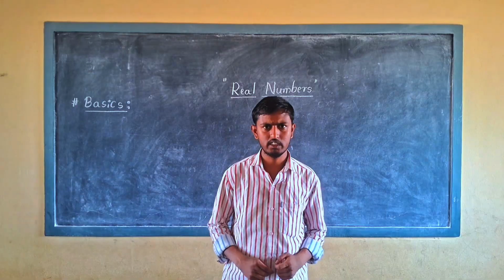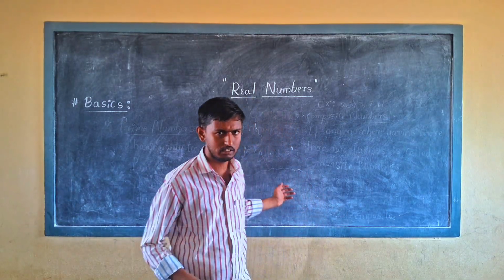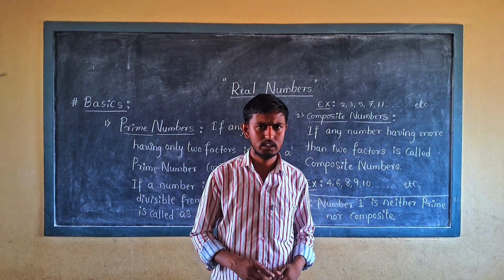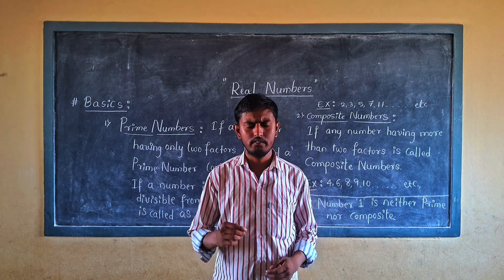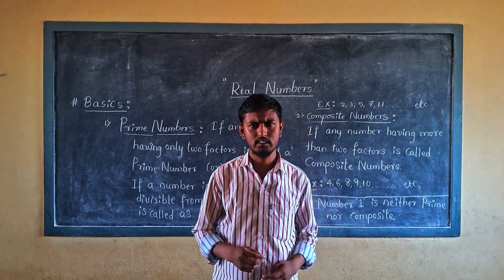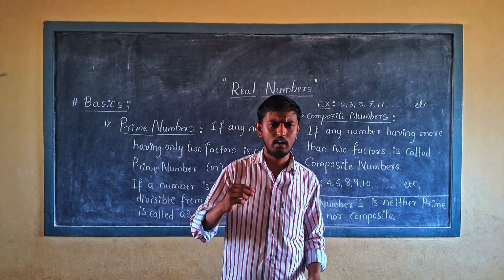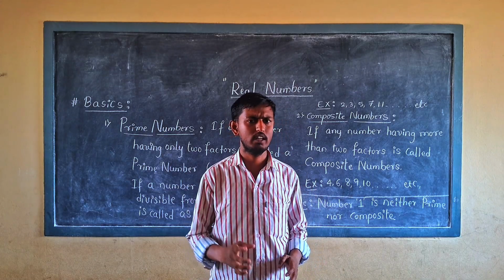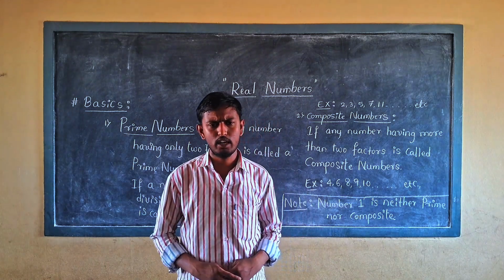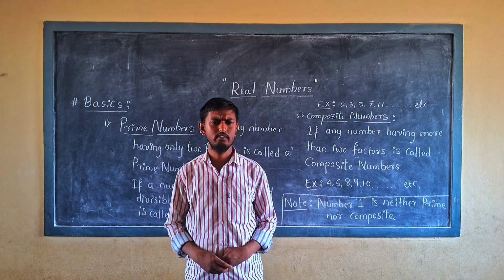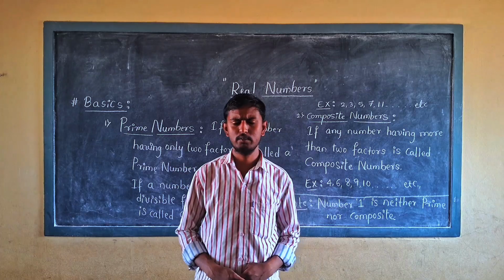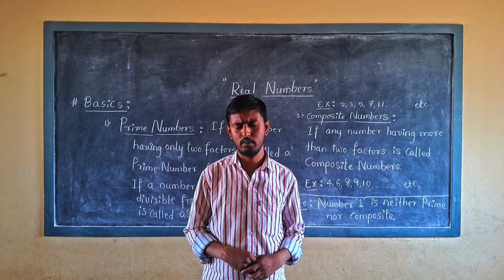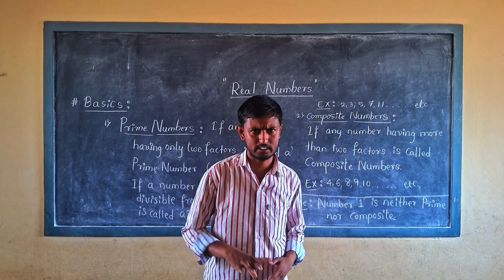Okay, without wasting time, shall we start the session? In the basics, first we learn what is a prime number and what is a composite number. If any number has only two factors, it is called a prime number, or a number that is only completely divisible by one and itself is called a prime number. For example, 2, 3, 5, 7, 11, 13 are prime numbers because they are only completely divisible by one and themselves. Those numbers have only two factors.